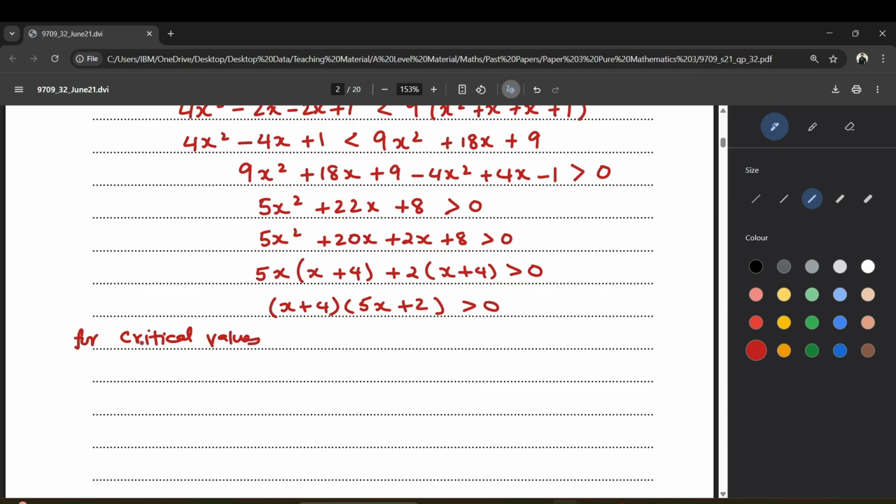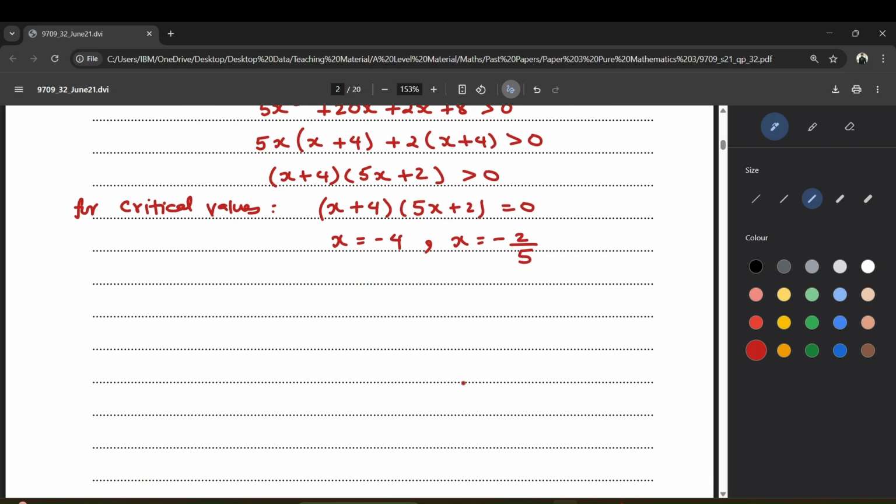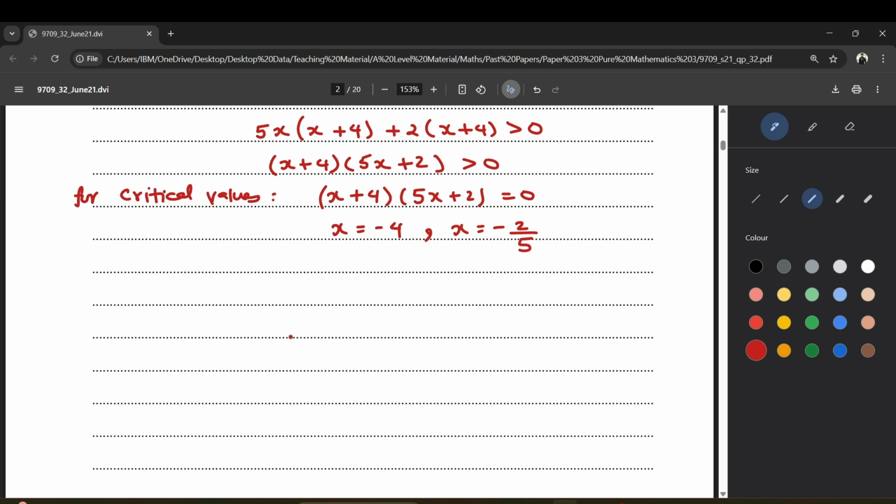So for critical values, what we'll do is we'll say that x plus 4 times 5x plus 2 is equal to 0. So x is equal to minus 4 and x is equal to minus 2 upon 5. Now here we'll draw a straight line. So you can see that one of the values is going to be minus 4 and the other will be minus 2 upon 5.